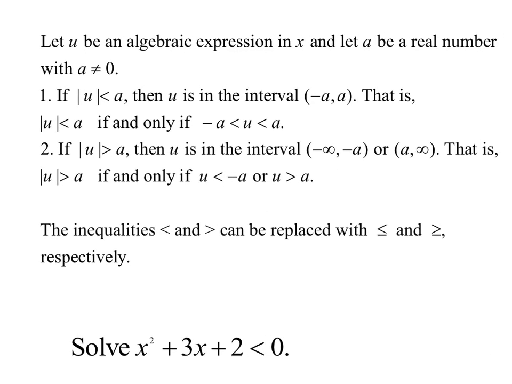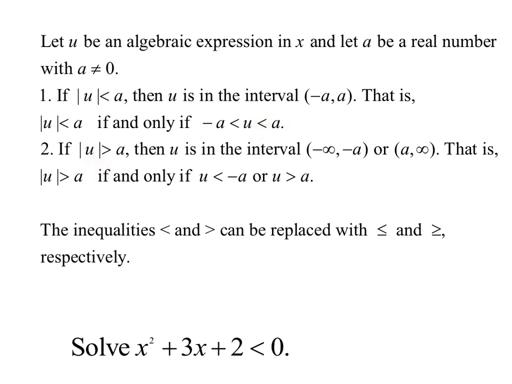Let U be an algebraic expression in X, and let A be a real number, with A not equal to 0. If the absolute value of U is less than A, then U is in the interval negative A to positive A. That is, the absolute value of U is less than A if and only if negative A is less than U and U is less than A.